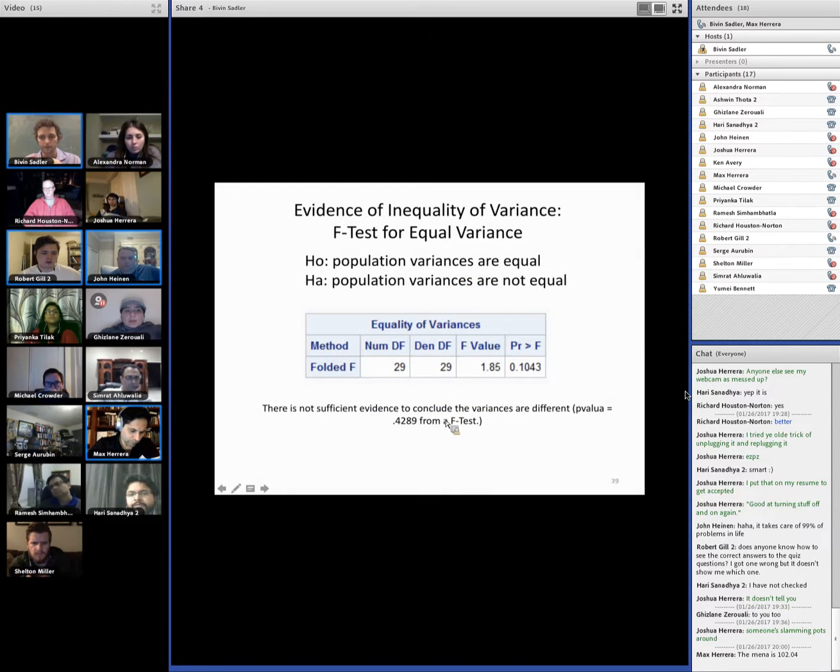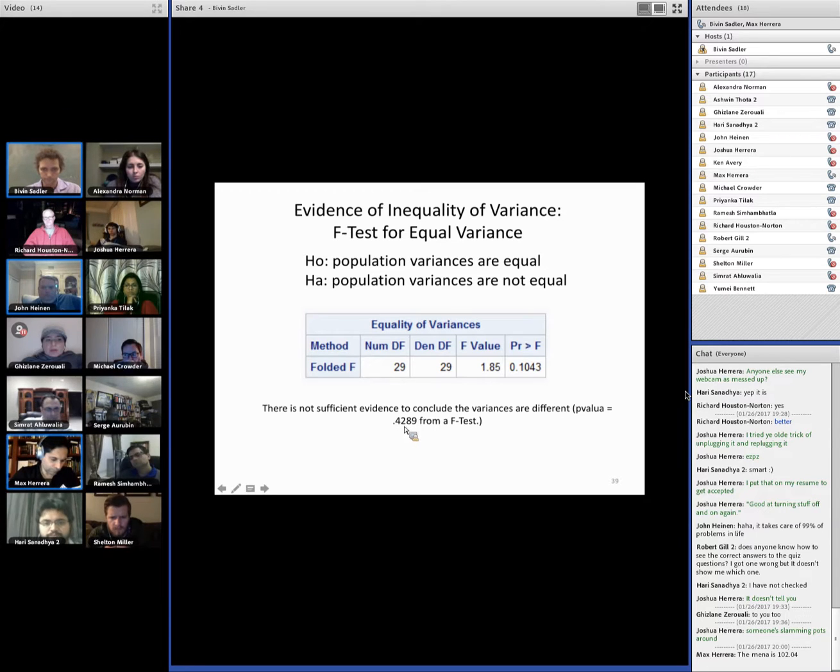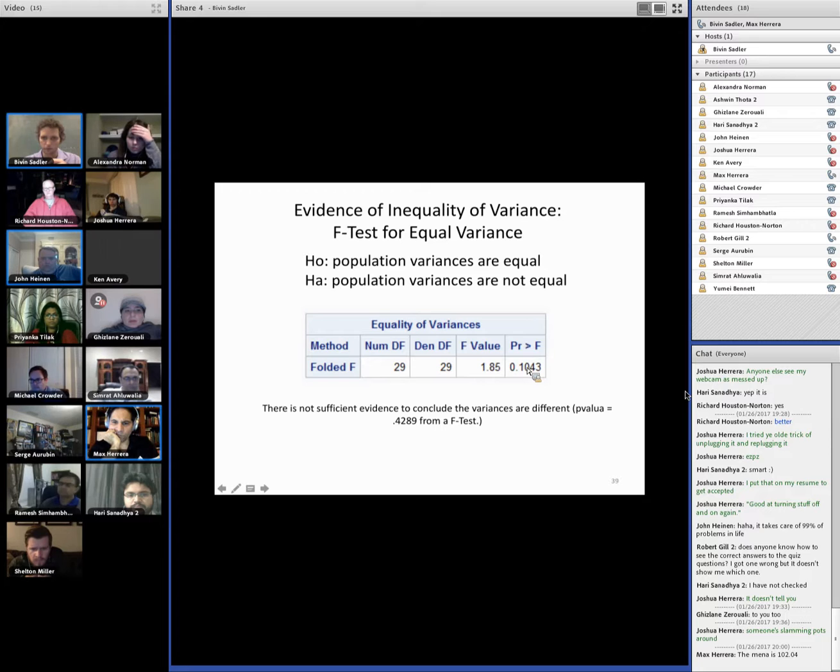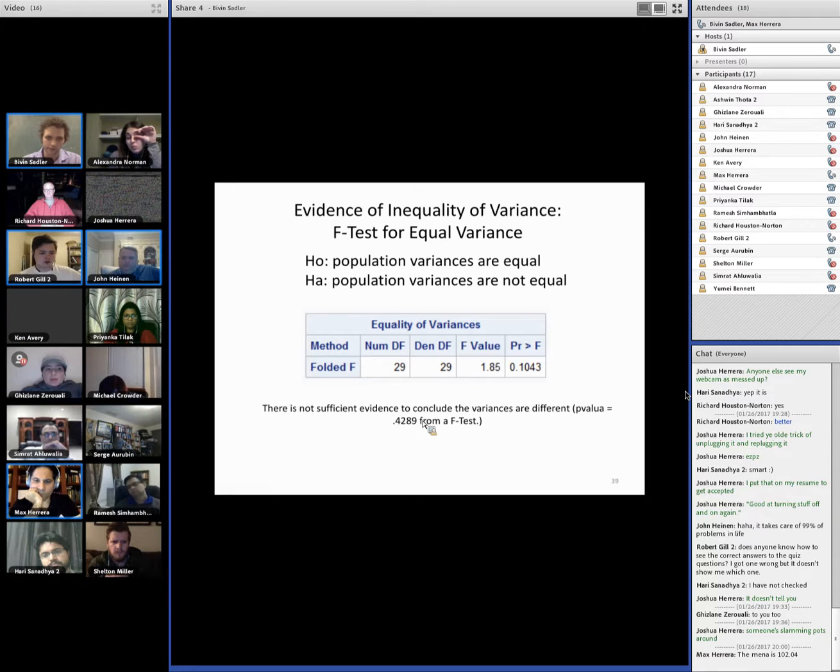And I must have switched this table here. This should be 0.1043. Either way, you're going to fail to reject, but I need to fix that. Either this needs to be 0.4289 or this needs to be 0.1043. Not sure how that happened, so I've got to fix that. But either way, they failed to reject.